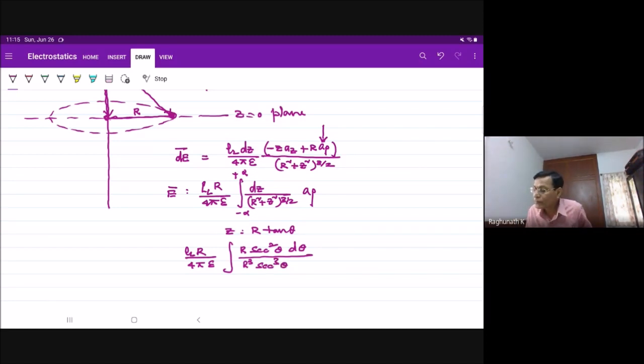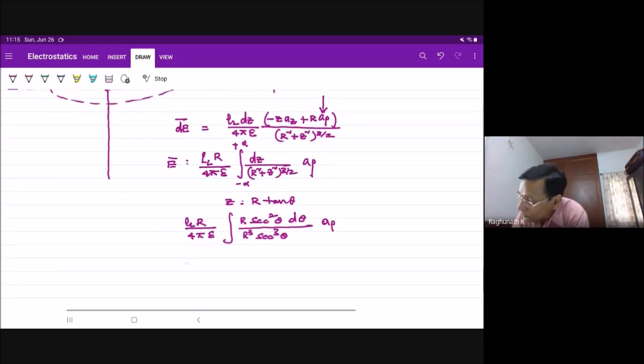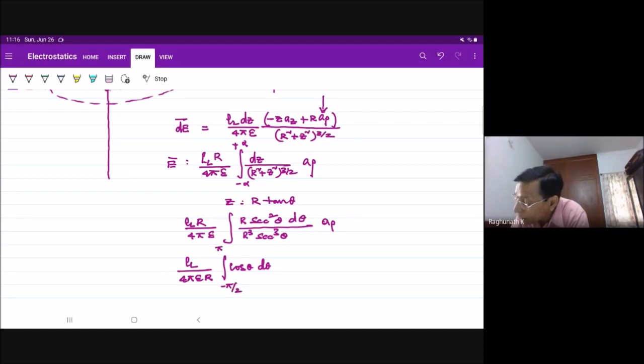Because of which it is a rho. Rho L by 4 pi epsilon r, integral cos theta d theta from minus pi by 2 to plus pi by 2. In this particular case, it is clear, it is sin theta from minus pi by 2 to plus pi by 2, which is 2, because of which it is rho L by 2 pi epsilon r a rho.